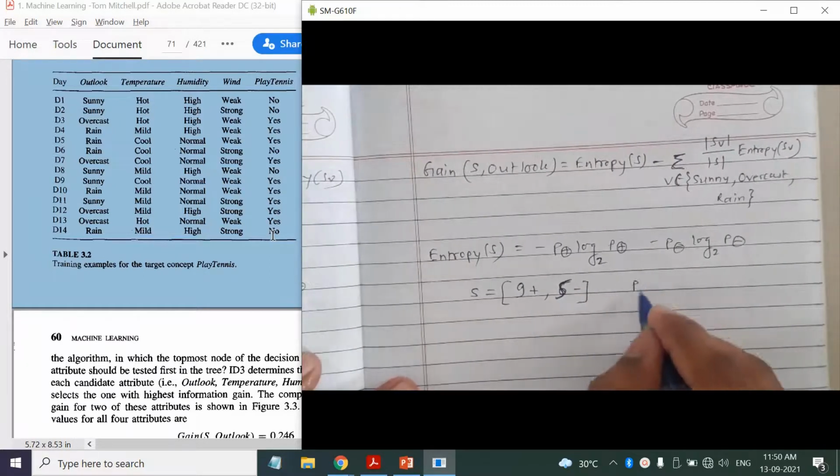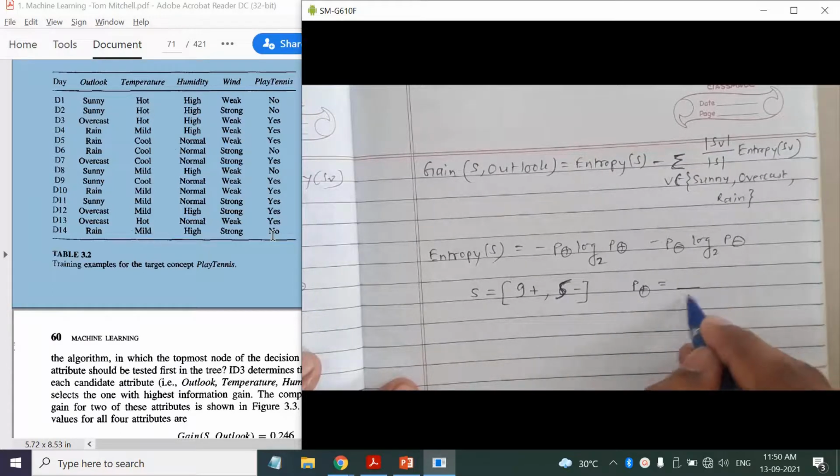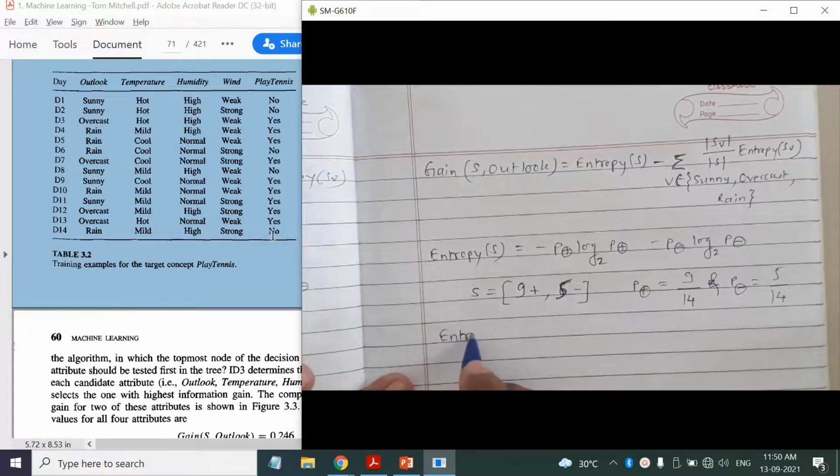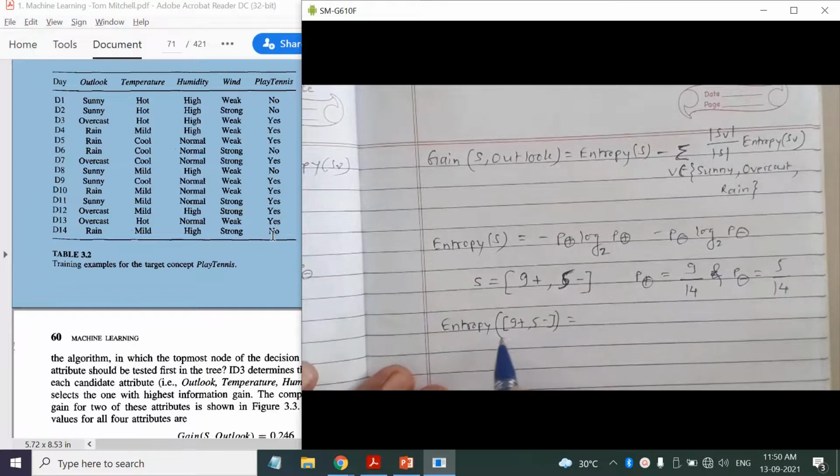Now what is this p plus? It is the proportion of positive examples. Proportion means, out of the total samples, which is 14, how many are positive? That is 9. So this is the value of p plus. Similarly p negative, the proportion of negative examples: out of 14, how many are negative? That is 5. So instead of saying yes and no, I can represent this set by this tuple. You always represent a set by this value, then it will be easier to write the values here.